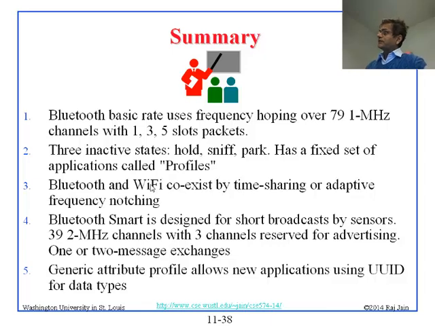And they had applications which were completely specified, called profiles. Then they designed coexistence strategies, so you really never felt that you had two kinds of devices using the same band. Fourth thing, now the Smart has come in, which allows short broadcast. It's very simple. But it uses 39 2 megahertz channels with 3 channels reserved for advertising. And this is really low energy. And then there's a profile also which is very general, so any kind of application. So we are going to see this really mushroom of applications for Internet of Things using Bluetooth Smart.